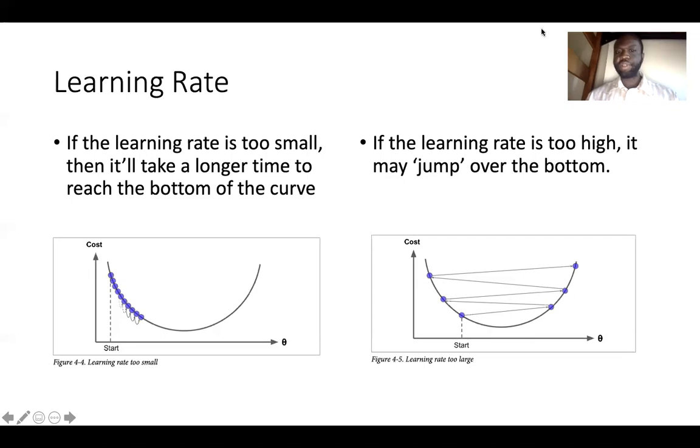So far, does everything make sense? It does. Okay.